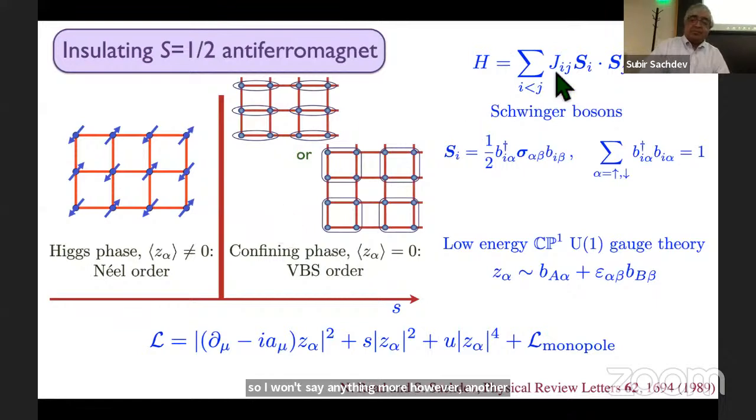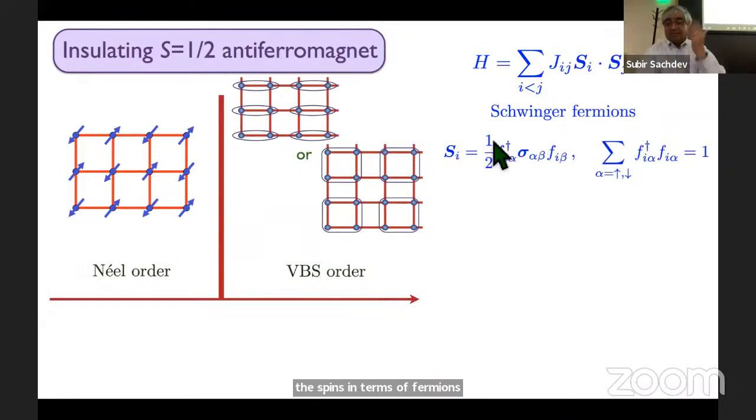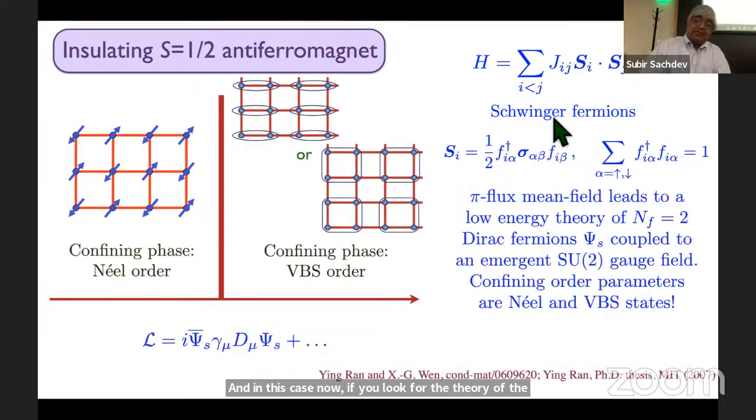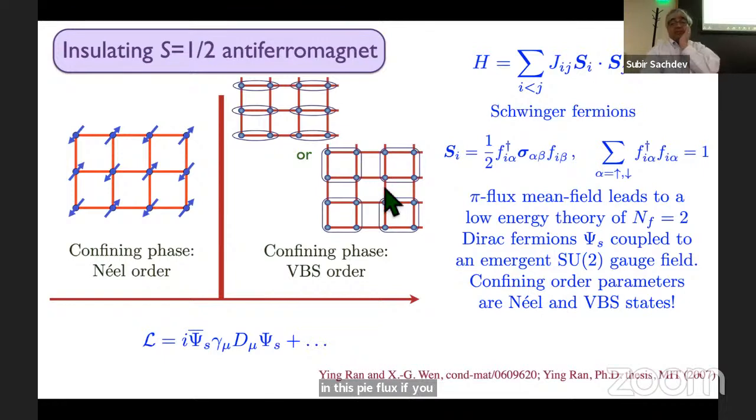However, another approach to this spin liquid, or the square lattice antiferromagnet, is to write these spins in terms of fermions, fermionic particles. There's nothing saying you can't do that. And in this case, if you look for the theory of the fermionic partons, you find that the best state for the fermions is a state where the fermions move in pi-flux. So I'll show what that is explicitly in a minute. And in this pi-flux, if you take fermions hopping on the square lattice with pi-flux, you get two Dirac fermions, two Dirac nodes. Just like in graphene, where you get two Dirac nodes at zero flux. But on the square lattice, you need pi-flux and you get two Dirac cones.